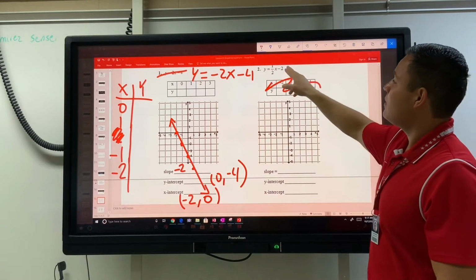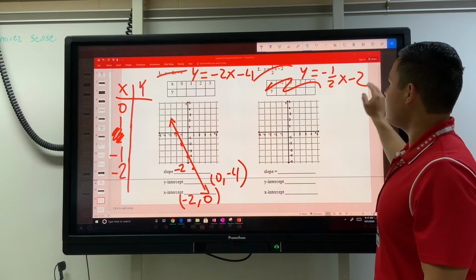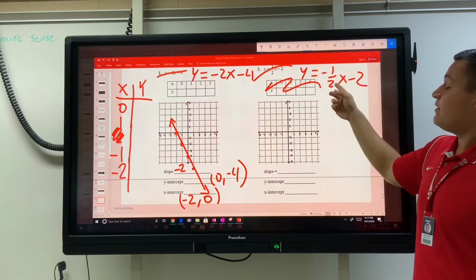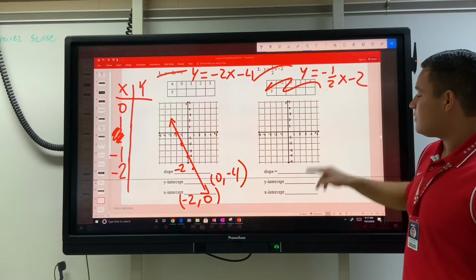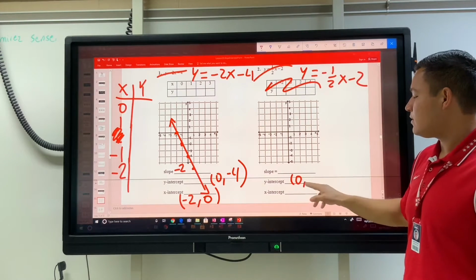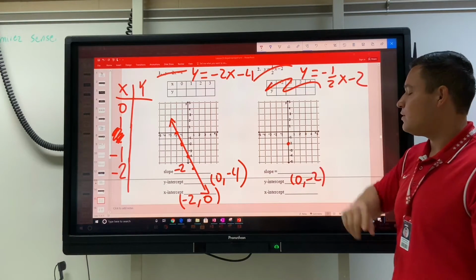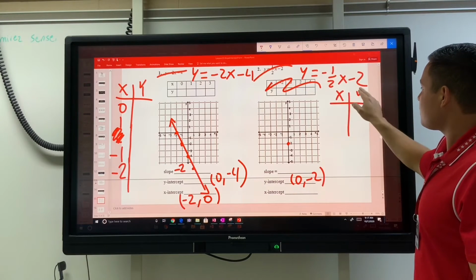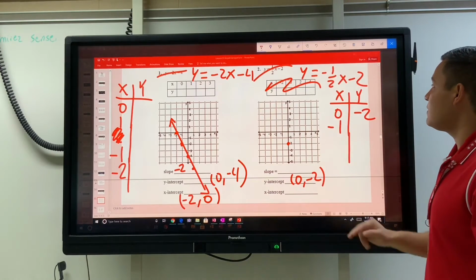You can do this one with me, or you can try it on your own. If you try it on your own, just skip forward about a minute or so, and then the answer will be up by then. Negative 1/2, that means we're going to have a gentle slope. And then negative 2 means we can already fill in the y-intercept. Negative 2 means our y-intercept will be at 0 for x, negative 2 for y. So we already know that 0, negative 2 is a point on our graph. 0, negative 2.